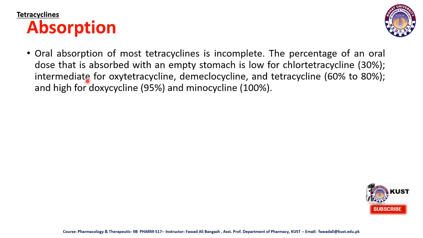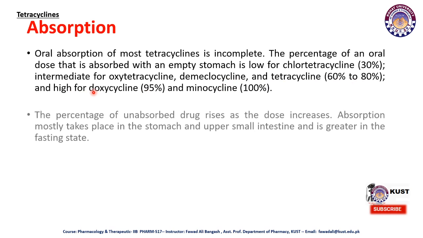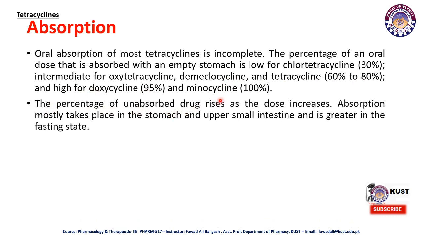Absorption. Absorption is incomplete, and the percentage of absorption varies: low for tetracycline at about 30%, intermediate for oxytetracycline, demeclocycline and tetracycline at 60 to 80%, and high for doxycycline at 95% and minocycline at 100%. So the percentage of unabsorbed drug rises as the dose rises.